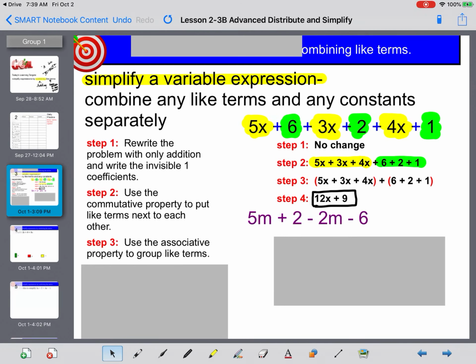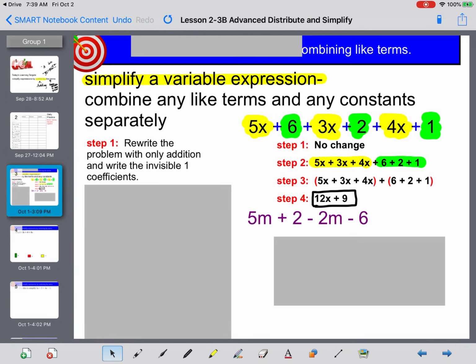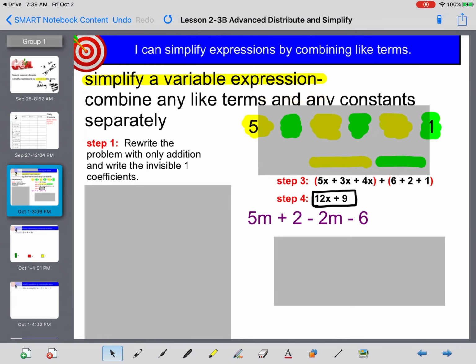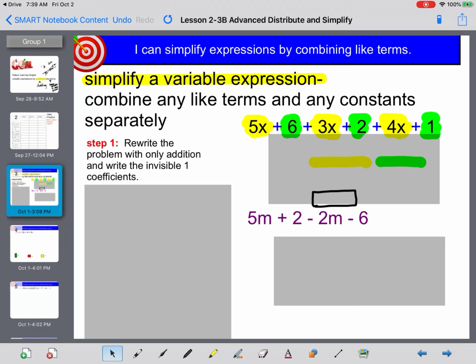Okay, now the next one. Let's go through these steps one more time with another problem. 5m plus 2 minus 2m minus 6. Now I see that I don't have all addition. I would want to rewrite this as adding the opposite. So I would rewrite this as 5m plus 2, change subtraction to adding. The opposite of 2m is minus 2m, then adding negative 6. Now I've rewritten this as adding the opposite. And now you can see I have only addition.